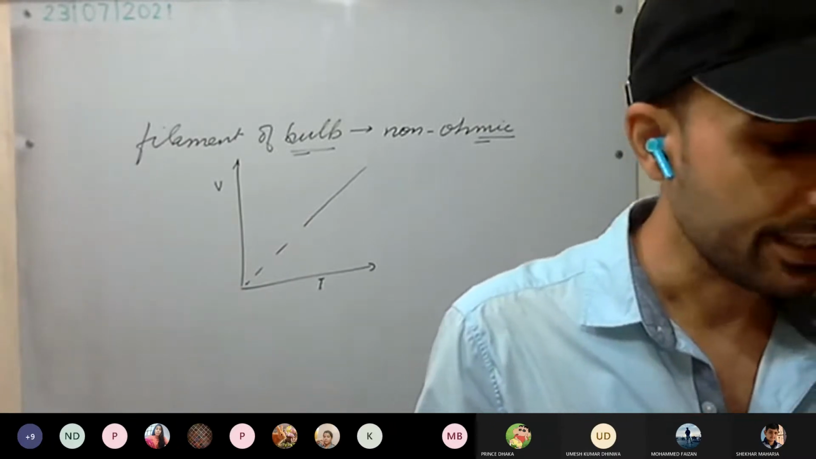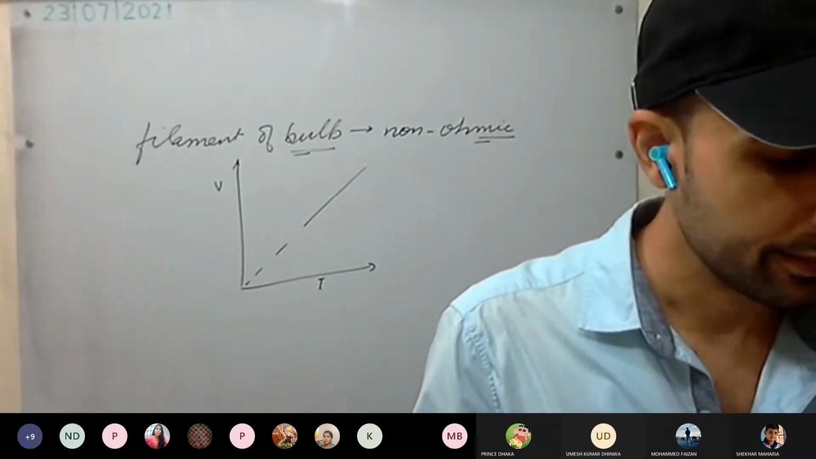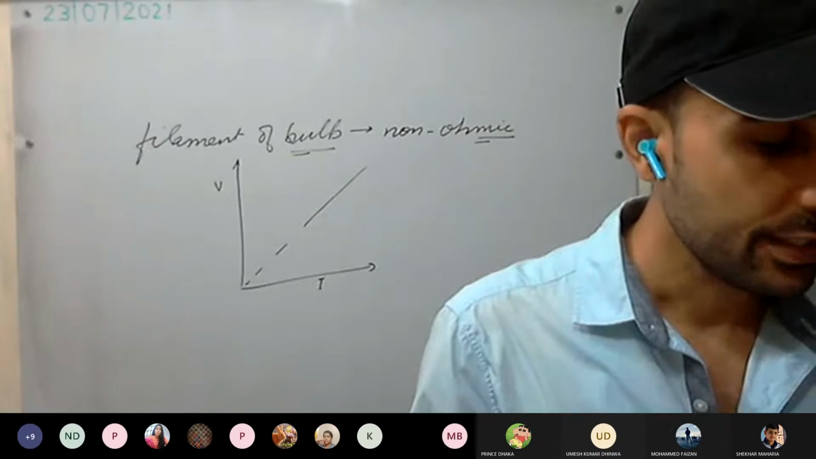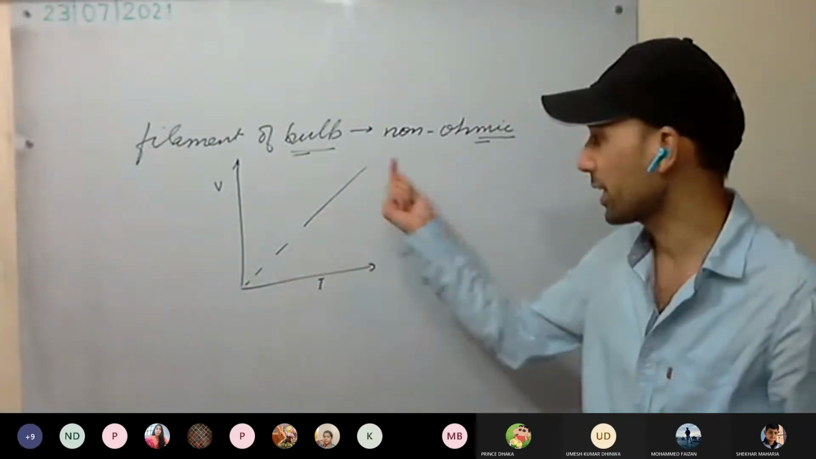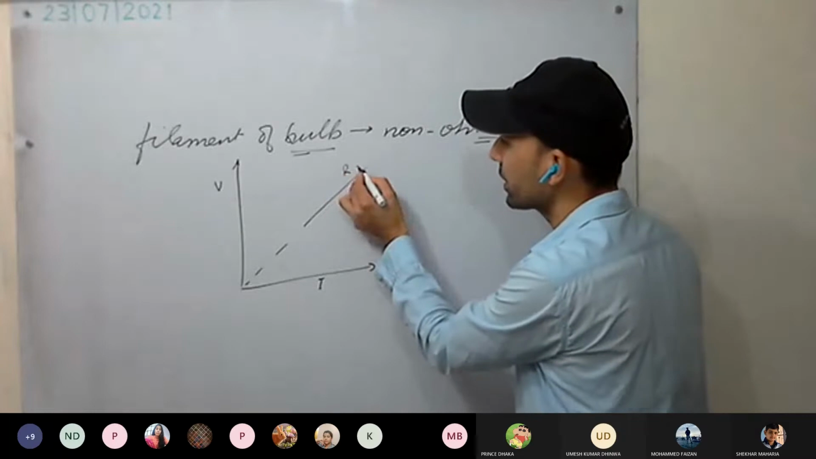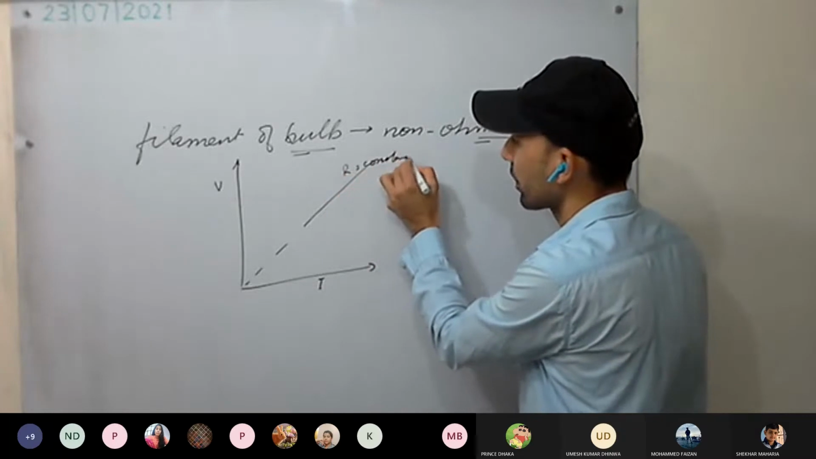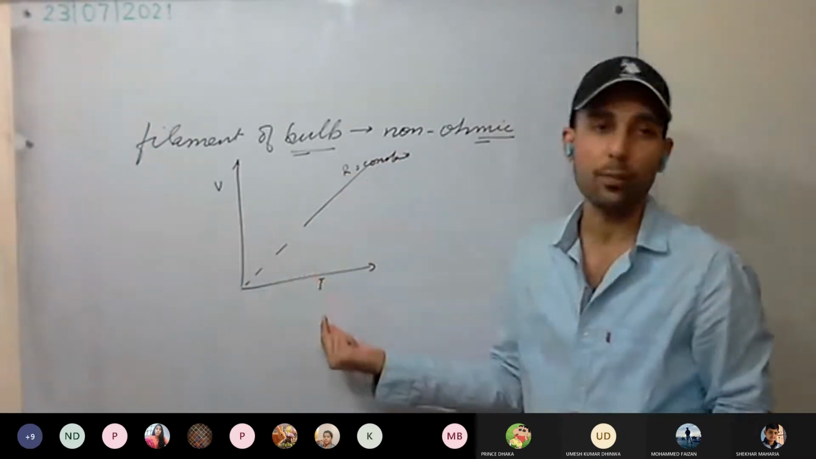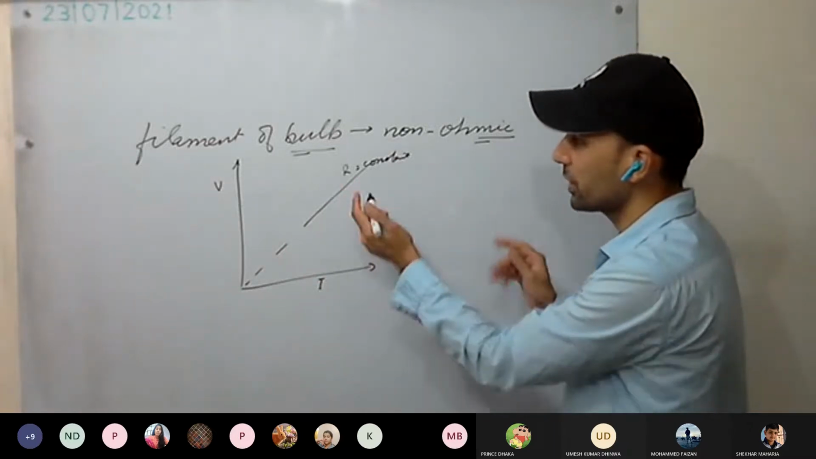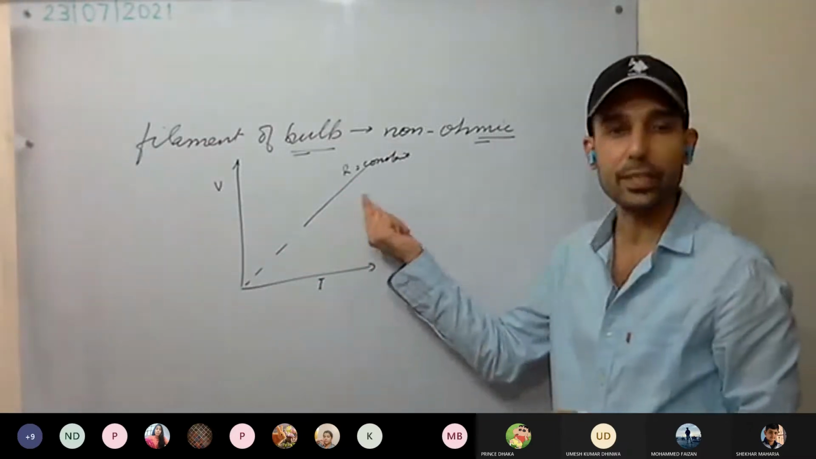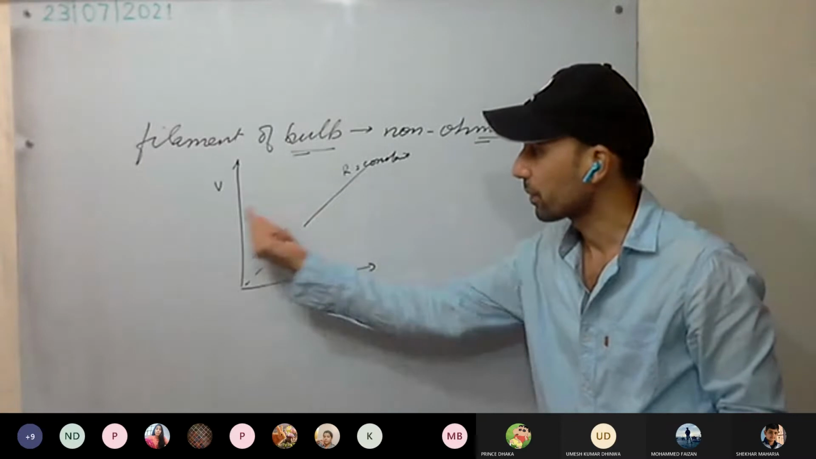Page number 180. Open page number 180. That is for ohmic conductors. A straight line you are getting, that is, the resistance remains constant. It does not vary with the potential difference. If you increase the potential difference across the terminal, the resistance does not vary. It remains constant. Okay, this is clear.